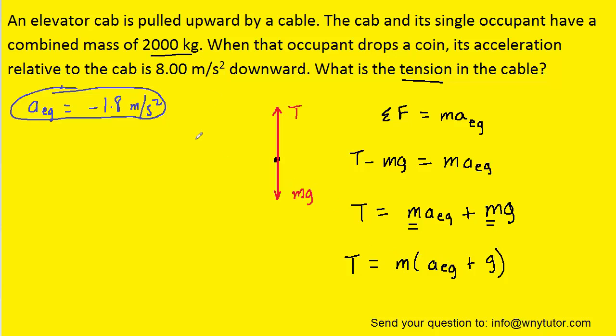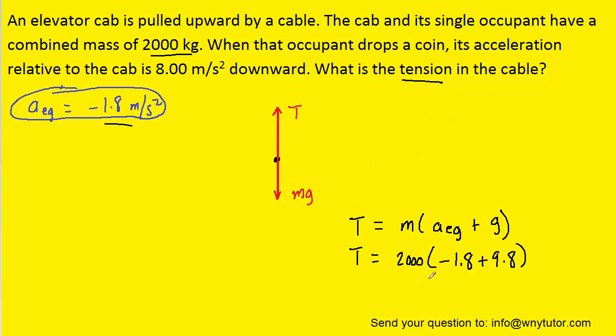Again, A sub EG we found earlier, and then of course g is 9.8, so we can plug in all the known values. And when we compute this expression on the right-hand side, we see that the tension is equal to 16,000 newtons. You could divide by 1,000 to convert that into kilonewtons, so that would be 16.0 kilonewtons, and that is indeed the correct answer.